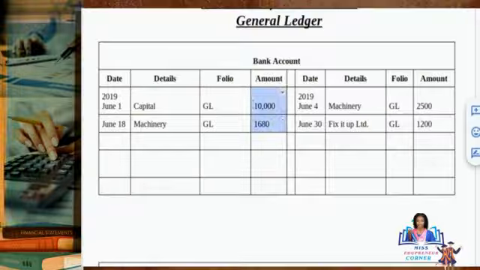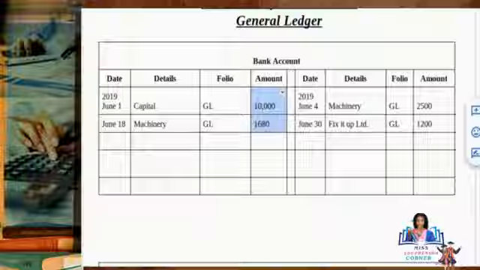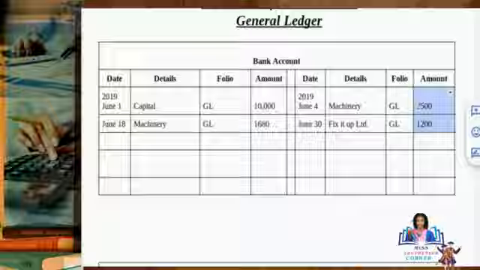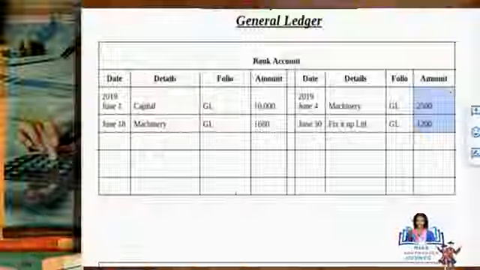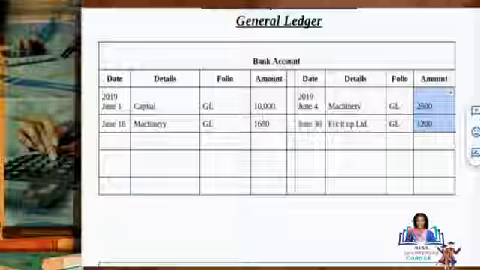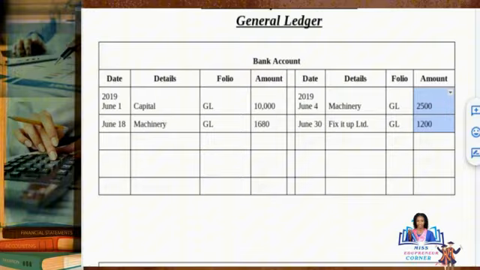So now let's go right ahead and add up our credit side. Referring to these figures, we added $2,500 for machinery and the $1,200 for Fix It Up Limited, and we get a total of $3,700.